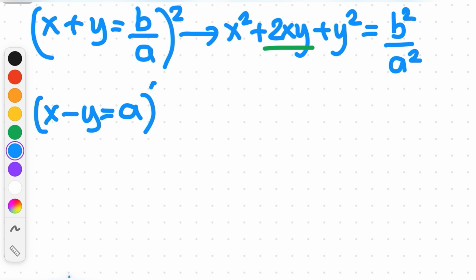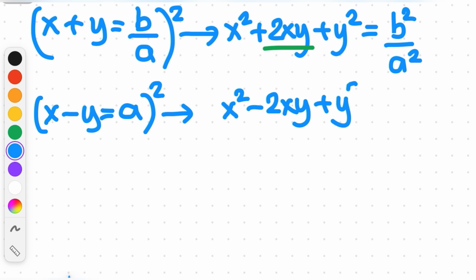And if we square this, we get x squared minus 2xy plus y squared is equal to a squared. So now we have these two equations. We have the middle term 2xy in both equations, but they are of opposite signs. So this is very useful for us.